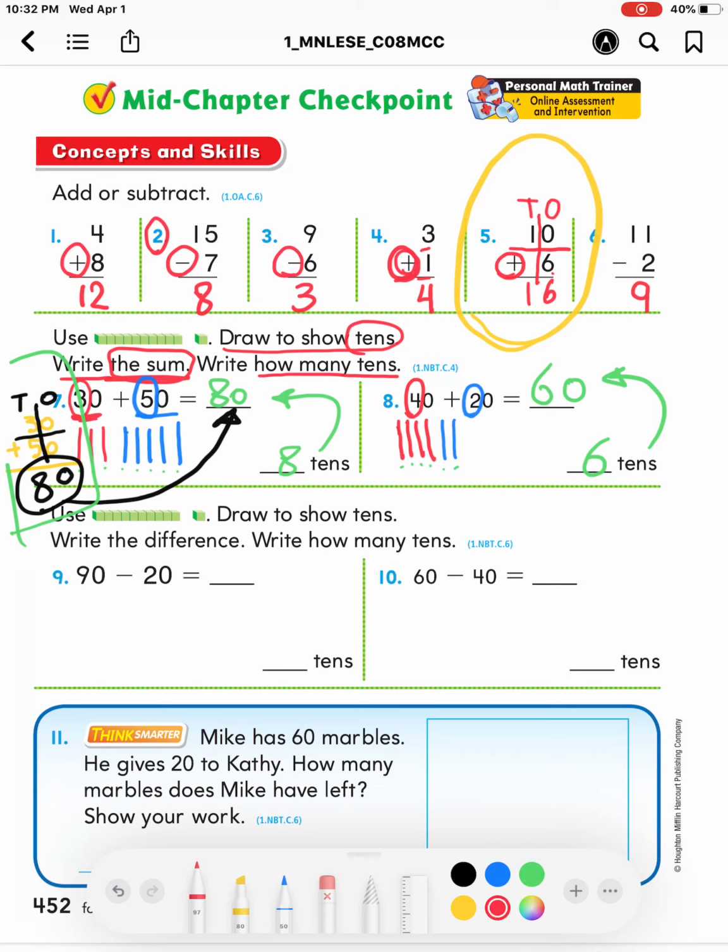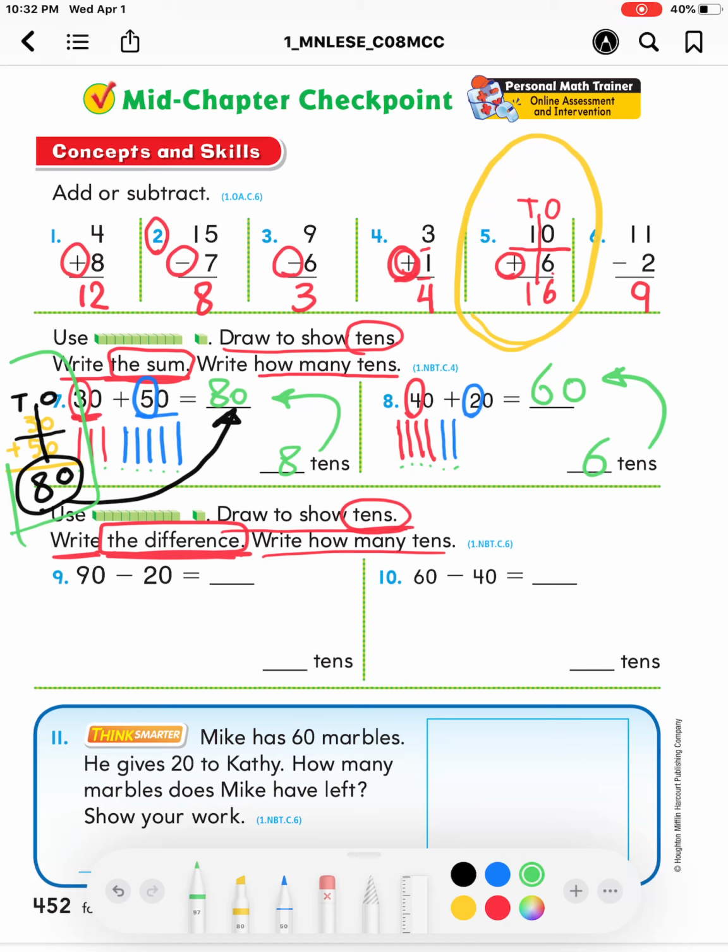Now, let's move to the next question. It says, draw to show tens. So we are going to draw tens again. But this time, write the difference. And here when we read this word, the difference, it means it's the answer for addition number sentence or subtraction. Who can tell me? Yes, excellent. It's for subtraction. It's the answer for subtraction number sentence.